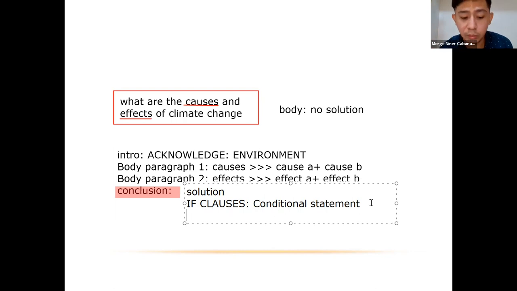Okay. Sabihin mo dun sa conclusion mo, climate change is a phenomenon that affects not only the livelihood of people, but the lives of many individuals as well. If, oh, again, ayan na siya. If the government and the society will work together to solve the problem brought by climate change, then, all right, the world can improve and it will become much better for the future generation.